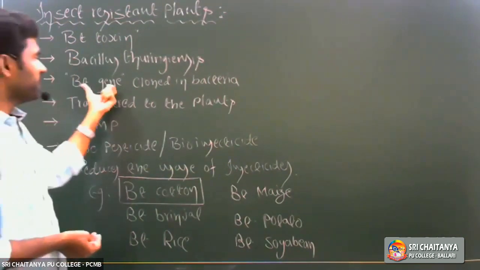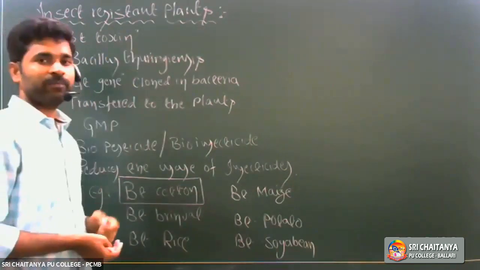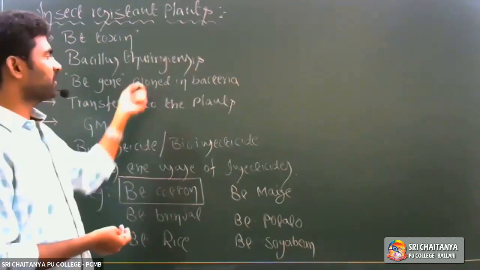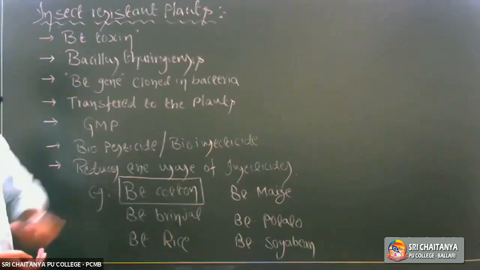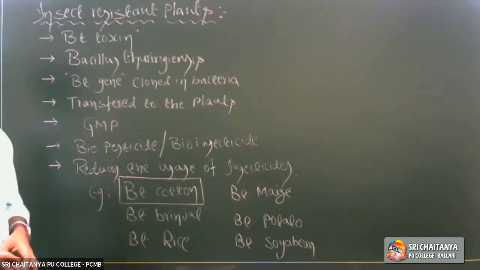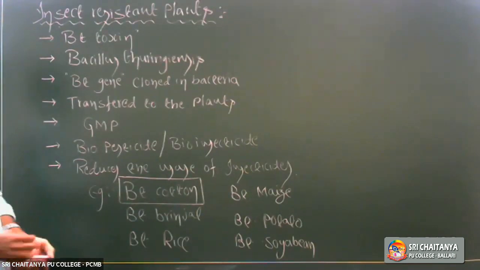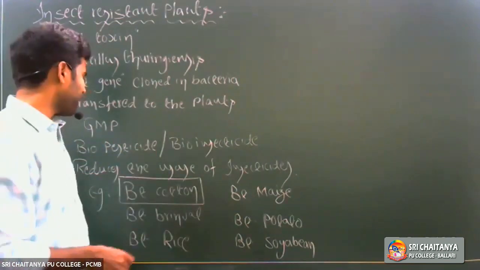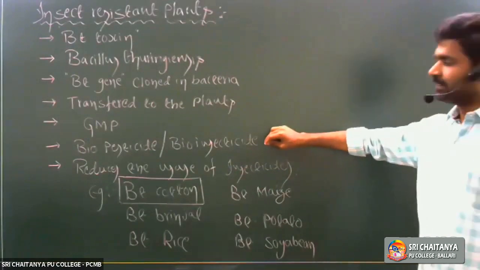So we isolate that bacterial gene, or Bt gene, from that bacteria and insert it into the vector and clone that vector in bacteria, right? And finally, we transfer it into another plant, right? So automatically, the plant is modified into a genetically modified plant or transgenic plant. So that genetically modified plant or transgenic plant acts as a biopesticide or bioinsecticide, right?